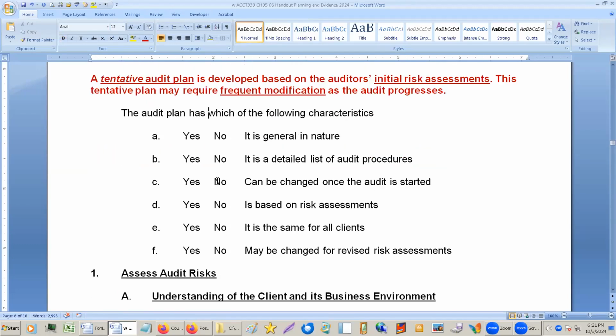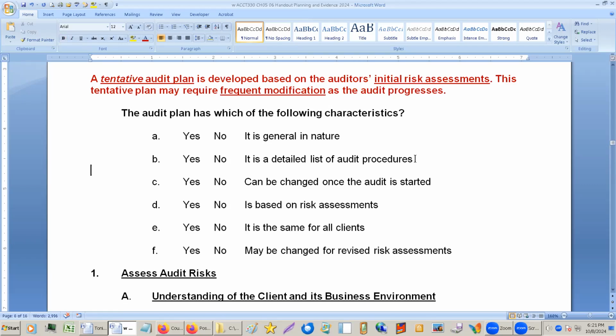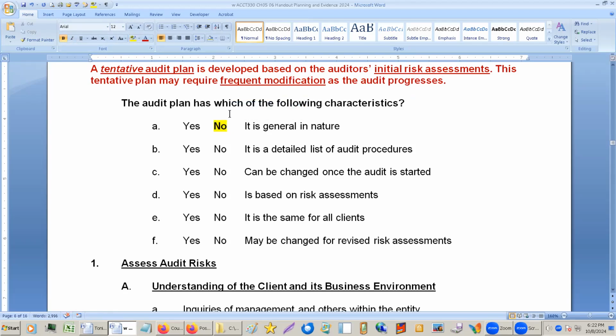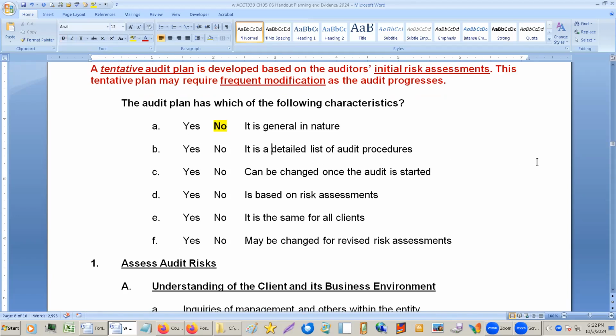Okay, let's see. The audit plan has which of the following characteristics? There should be a question mark there, I think. A, it's general in nature. This one's actually no. It's not general. It's specific. B, a detailed list of audit procedures. What do you think? Yes.